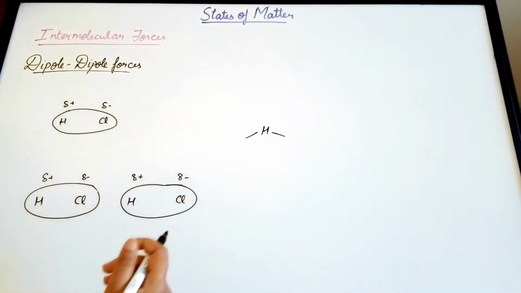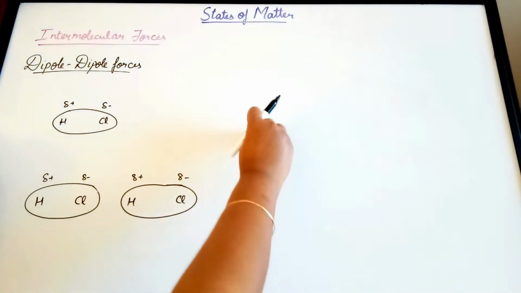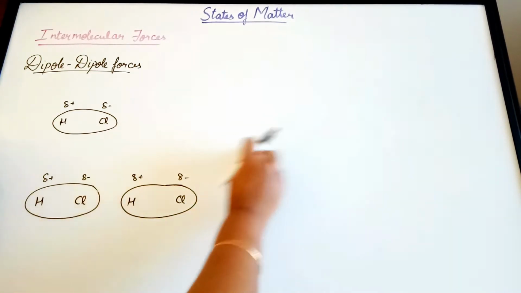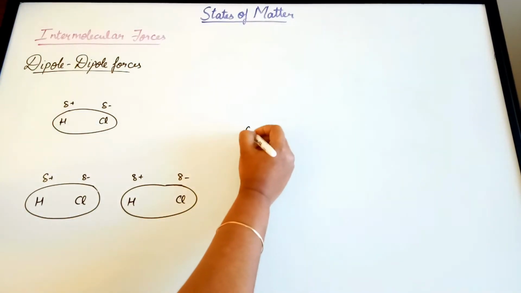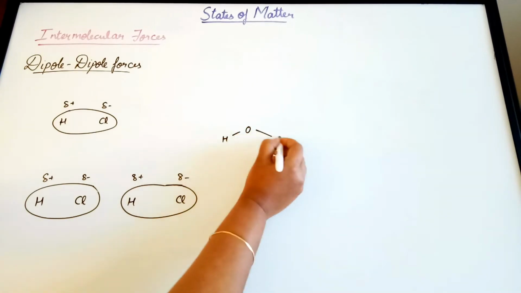Oh, I am so sorry. Oxygen is in the center, not the hydrogen. Hydrogen can't even form two normal bonds. Anyways, so oxygen, hydrogen, and hydrogen.